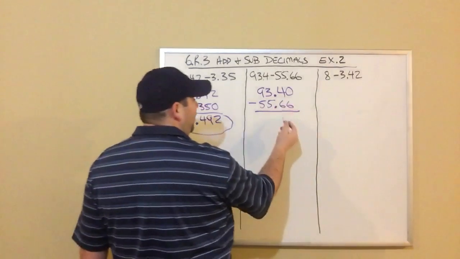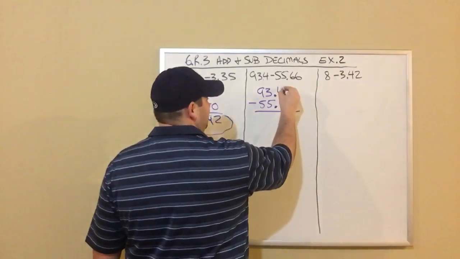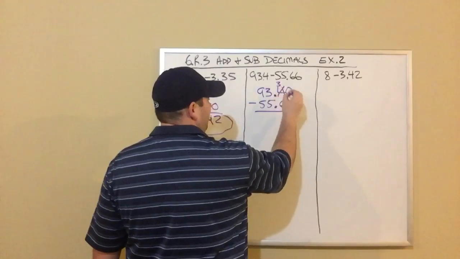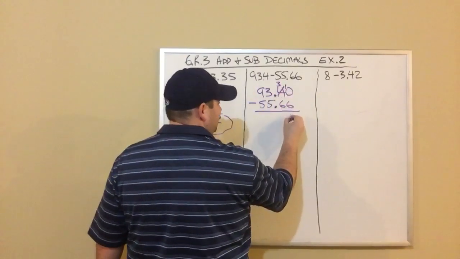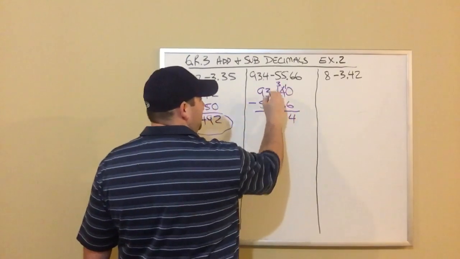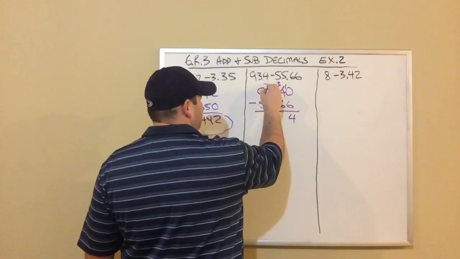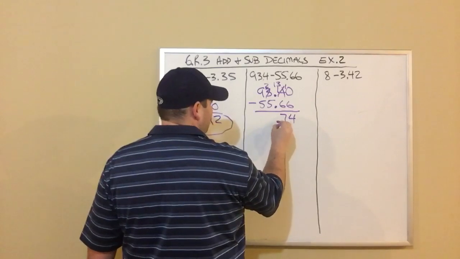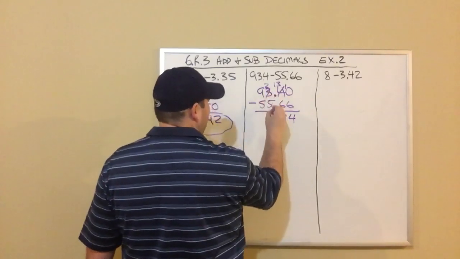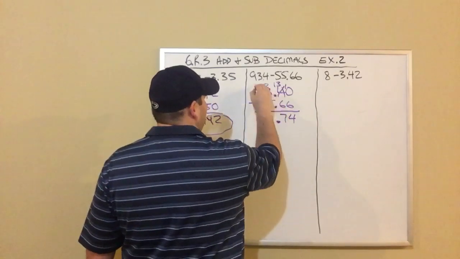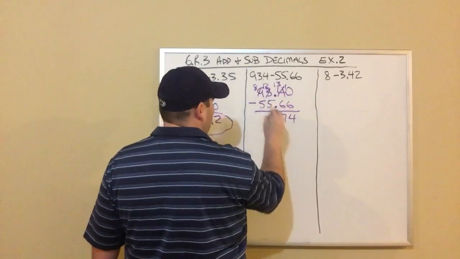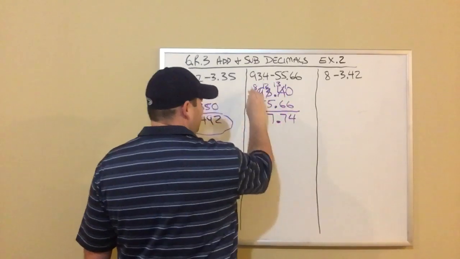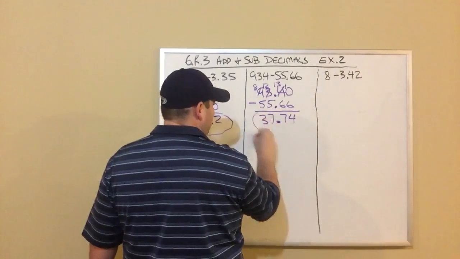In this case, I'm going to have to borrow right away because I can't do 0 minus 6. Borrow from the 4, that's now a 3. That becomes 10. 10 minus 6 is 4. Can't do 3 minus 6, got to borrow again. That's 2. 13 minus 6 is 7. Bring down my decimal point. 2 minus 5, sorry. Can't do, got to borrow. That becomes an 8. That's now a 12. 12 minus 5 is 7. 8 minus 5 is 3. And I got 37.74.